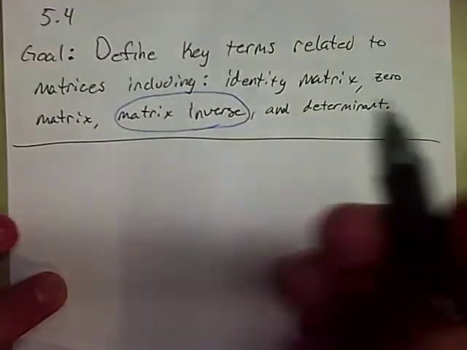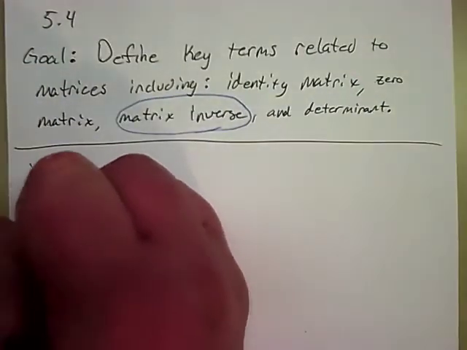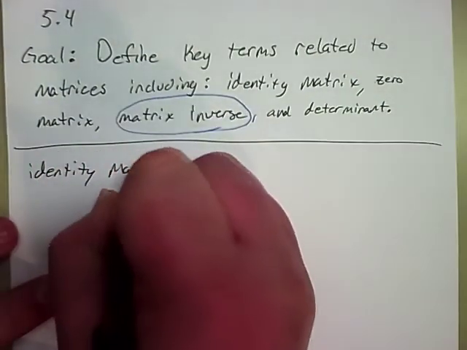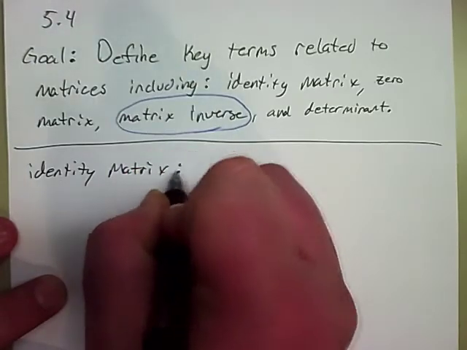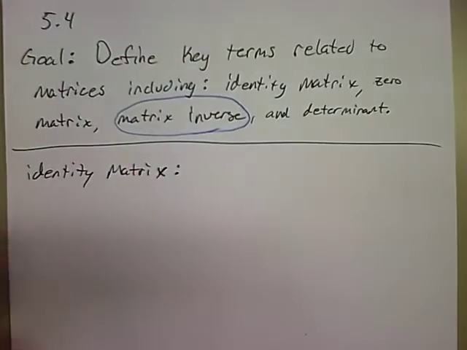All right, so let's go ahead and get this party started. The first thing we want to take a look at is the identity matrix. This is probably one of the most important ones, right? Your identity is who you are. So as far as identity matrices, this one is going to be crucially important, okay? So I'm going to say it first, and then I'm going to give an example of this, okay?